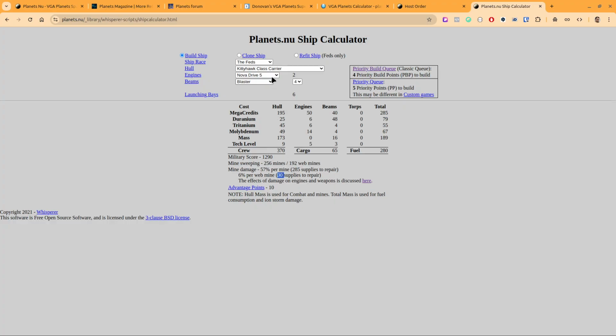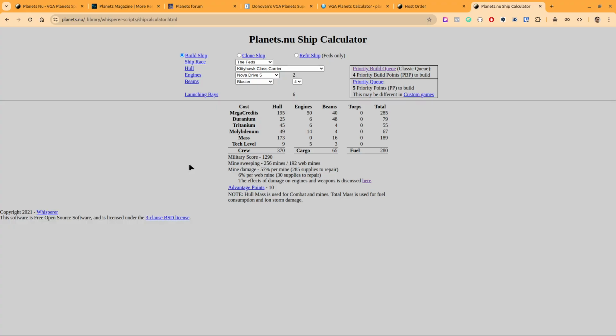So a Kitty Hawk class carrier, I don't know the cargo now by heart. Do we see it here? No, we don't see it here. It would be also nice. But then you would know, okay, maybe I have a crystal web minefield, I'm going to fly in, and I should maybe carry 30 supplies with me. Okay.